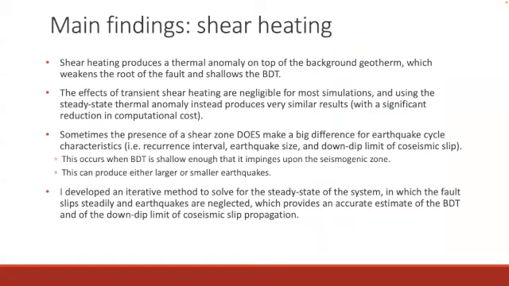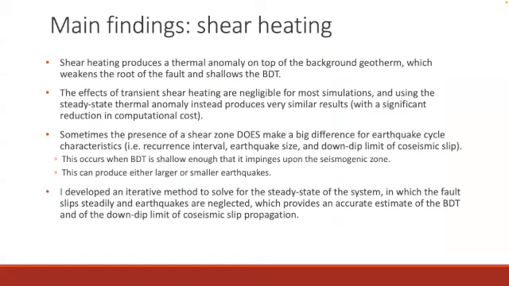So in conclusion, I found that shear heating produces a thermal anomaly on top of the background geotherm, which weakens the root of the fault and shallows the brittle-ductile transition. The effects of transient shear heating are negligible for most simulations, and using the steady state thermal anomaly instead produces very similar results with a significant reduction in computational cost.